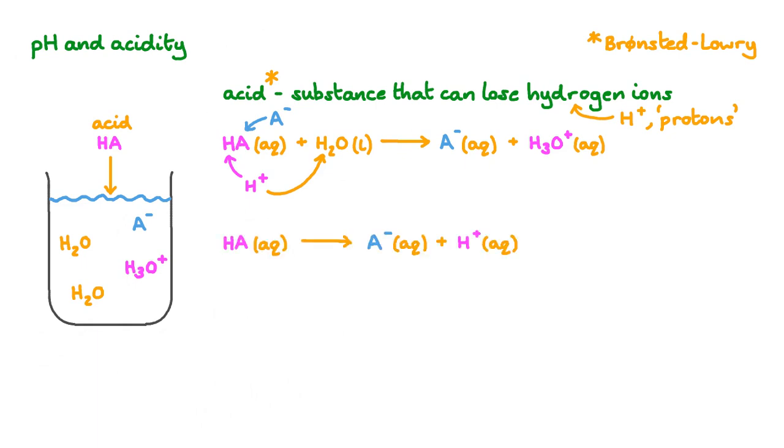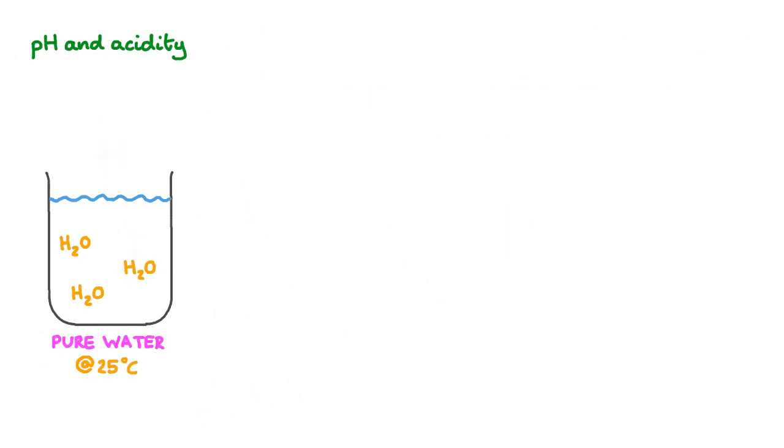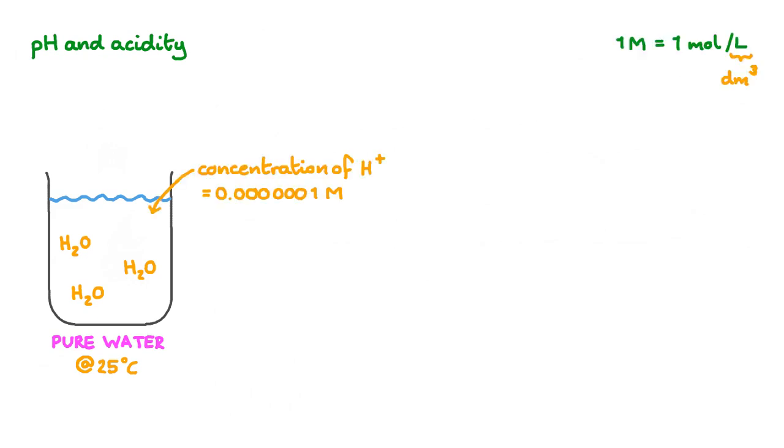To keep things simple, we sometimes don't include the water molecule, instead writing the dissociation of the acid as HA aqueous reacts to form A- aqueous plus H+ aqueous. It's the concentration of these hydrogen ions in solution that determines the acidity and the pH. Let's imagine we have some pure water at 25 degrees Celsius. The hydrogen ion concentration is not actually 0, but it is very small, at 0.0000001 molar, or moles per litre.